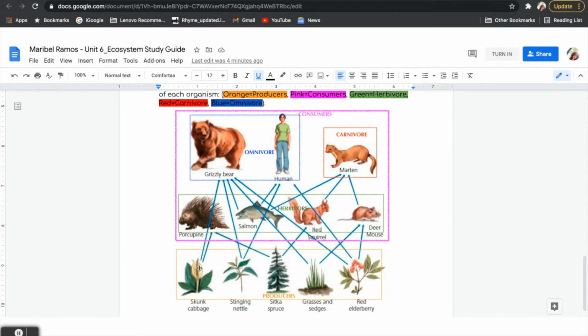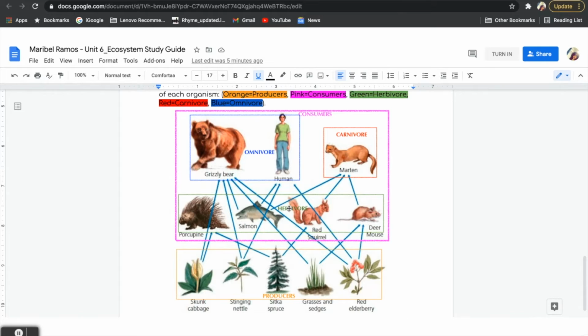Thank you for sharing your thinking. If you said porcupine, red squirrel, deer mouse, or salmon, that is correct. These are all examples of herbivores. If we see the porcupine, we notice that it is eating a skunk cabbage, or our deer mouse, who eats grasses and sedges. These organisms are known as herbivores because they only eat plants for their energy.